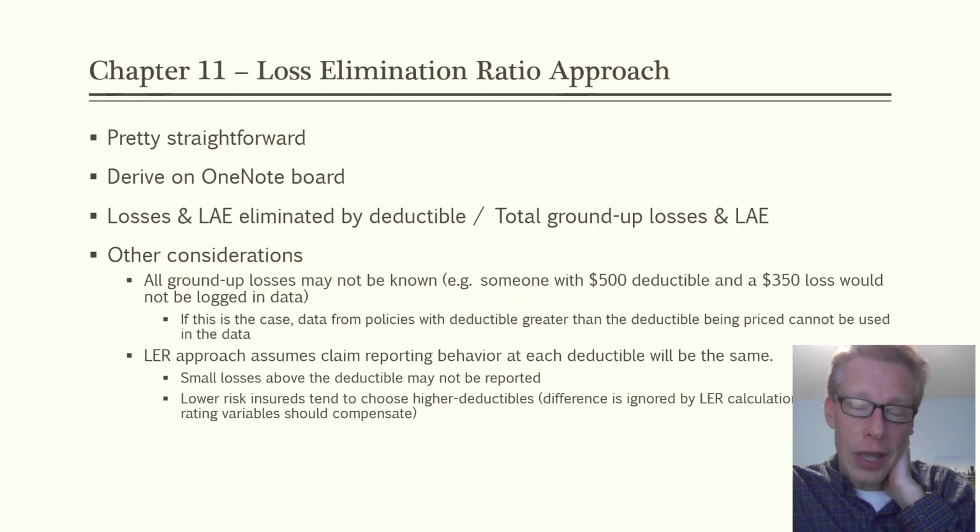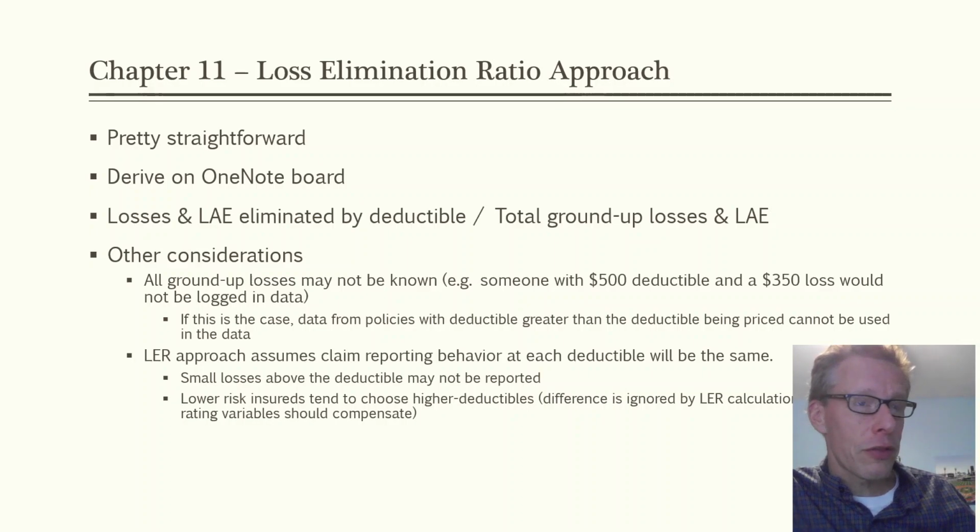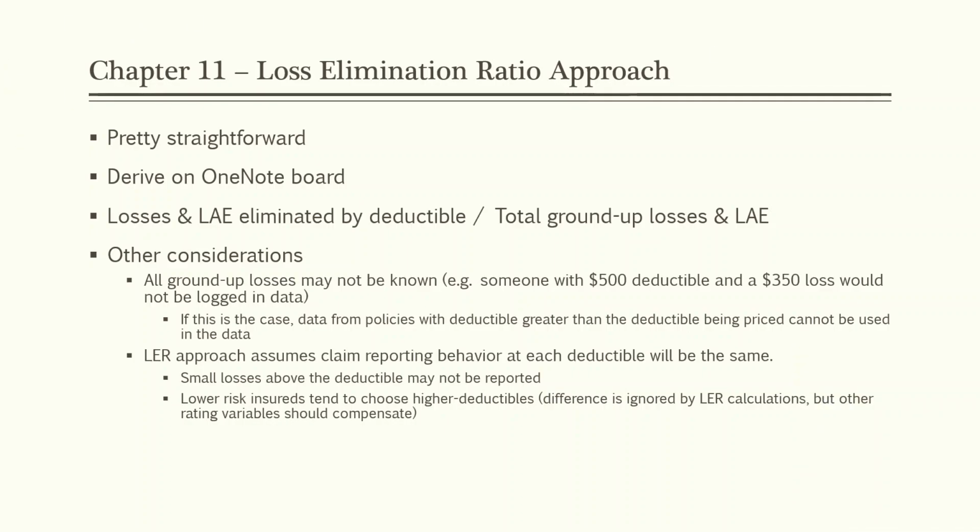Some considerations. Again, we had this whole thing with censoring losses, in that you may not know all of your losses. So for someone with a $500 deductible, a $350 loss will not be logged in the data. That's a problem. If that's the case, you just couldn't use policies with deductibles greater than that. That's not as bad a problem as censoring losses.